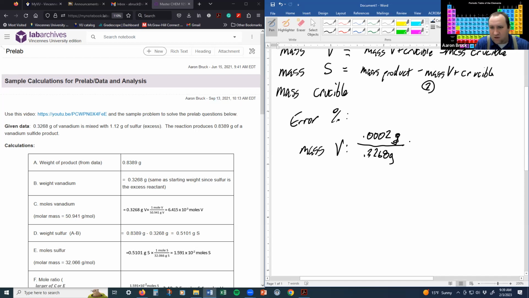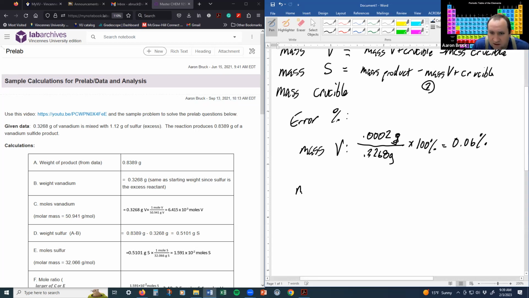So divide those two, multiply by 100. And so if I do that, 0.0002 divided by 0.3268 times 100%, I get 0.06% as the error that I could associate with the mass of the vanadium in this particular trial.